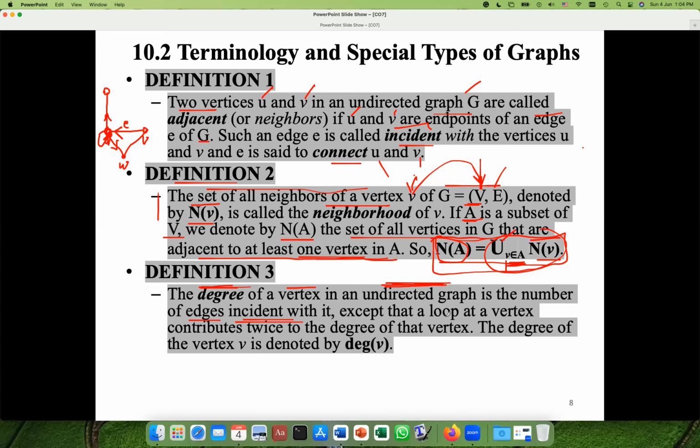Except that a loop. Because if you have a loop on a vertex, then it will be counted twice to the total number of degree. And you can represent the degree with deg(v) for undirected graph. Keep this thing in your mind. For undirected graph. If it is directed, you can also represent it with deg(v), but then you have to count the out degree and in degree, and then you have to sum it up. That would become the deg(v).